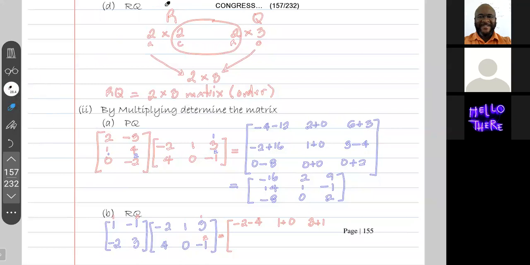So next, I'm going to multiply the bottom row by the leftmost column. If I multiply the bottom row by the left column, I'm going to get the bottom left element in the answer. You're going to multiply the first element in the row by the first element in the column, then the second element in the row by the second element in the column. So it's minus 2 times minus 2, which is positive 4, and then 3 times 4, which is 12.